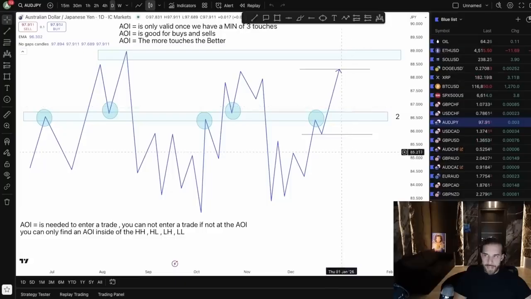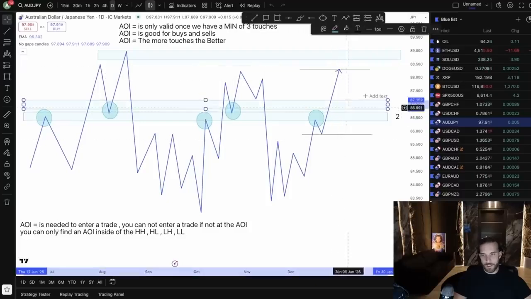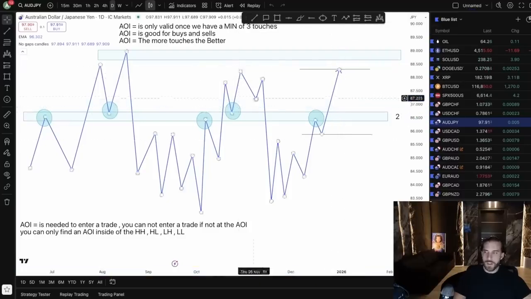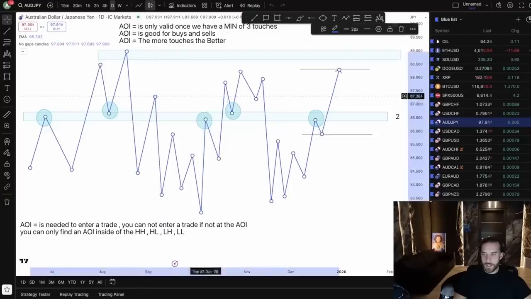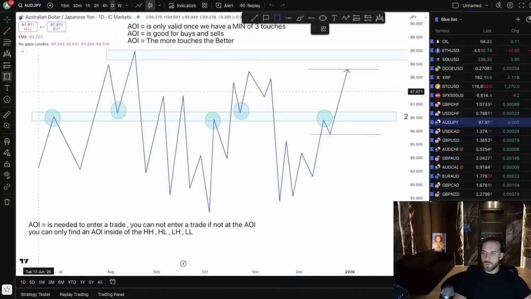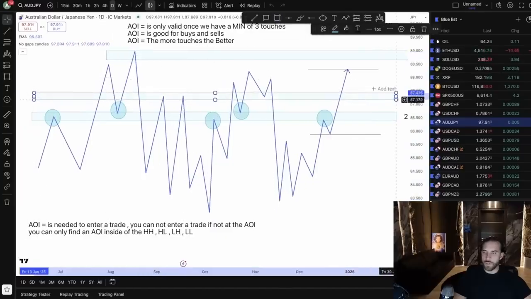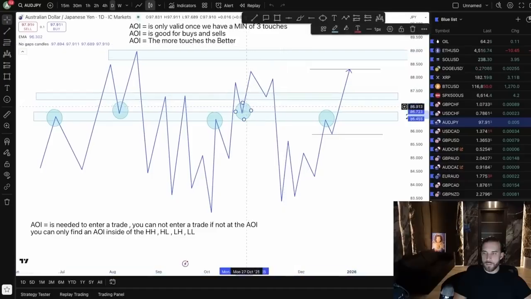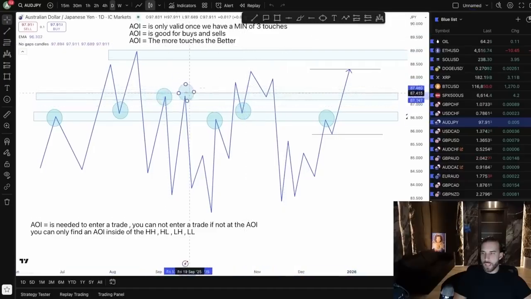So back to areas of interest. Areas of interest are placed in between the structure points. There's a never ending amount of areas of interest, right? If I were just to, just for example purposes, bring this structure level up here and bring this structure level up here, this right here would also be another area of interest. Why? Because we have 1, 2, and then 3. So this right here is a valid area of interest.